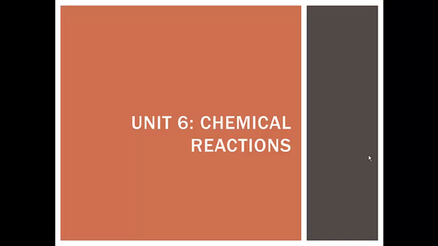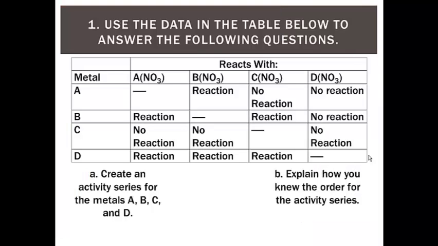Last unit here is chemical reactions. First question asks us to make an activity series for metals A, B, C, and D. So what I recommend you do to avoid confusion, every time that you see a reaction, you can count that. So we see that for D, we've got 3 reactions, 0 for C, 2 for B, and 1 for A. So the most reactive is going to be the one with the most reactions. So the one that is most reactive with 3 reactions is D.